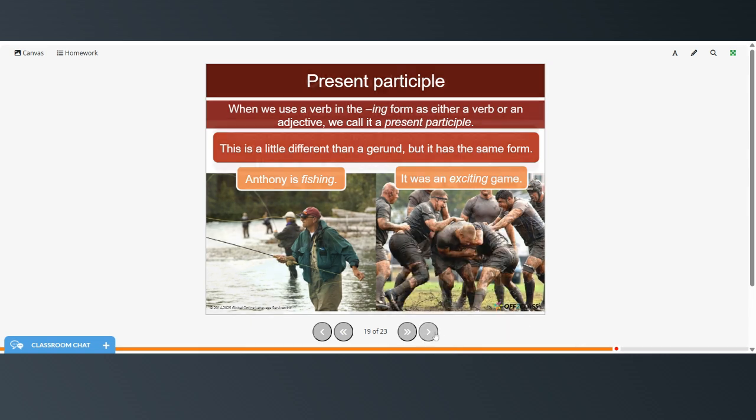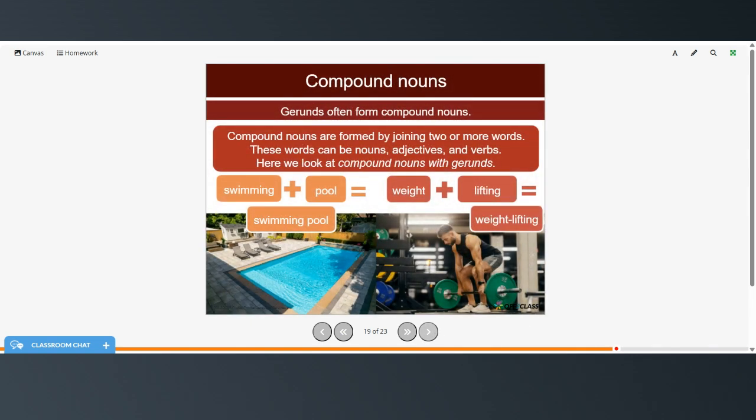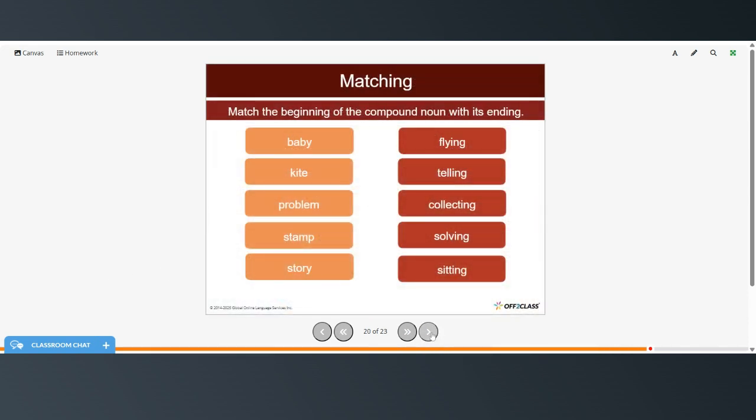Gerunds often form compound nouns. So compound nouns are formed by joining two or more words. These words can be nouns, adjectives, and verbs. And so here we'll look at some compound nouns with gerunds. So swimming plus pool, the gerund plus a noun, equals the compound noun swimming pool. Weight plus the gerund lifting gives us weightlifting.